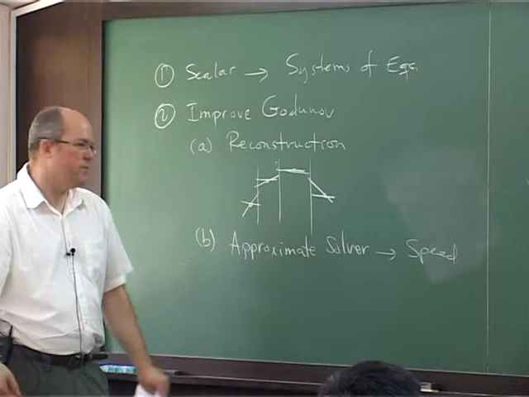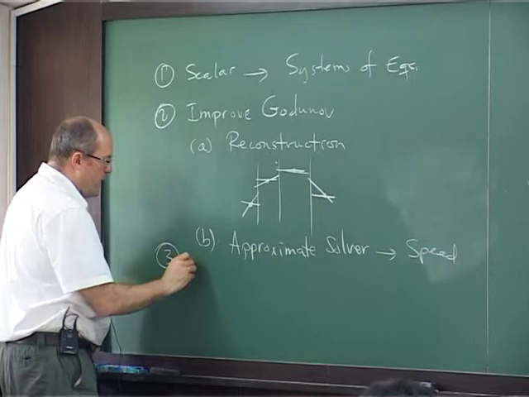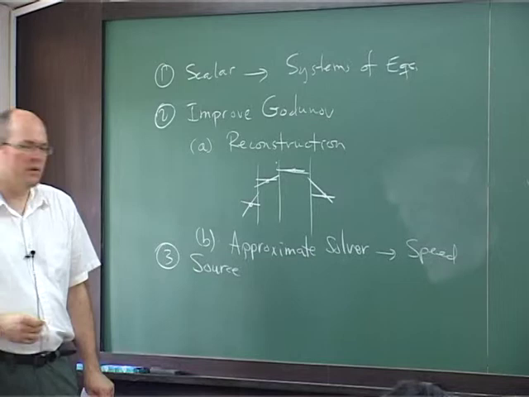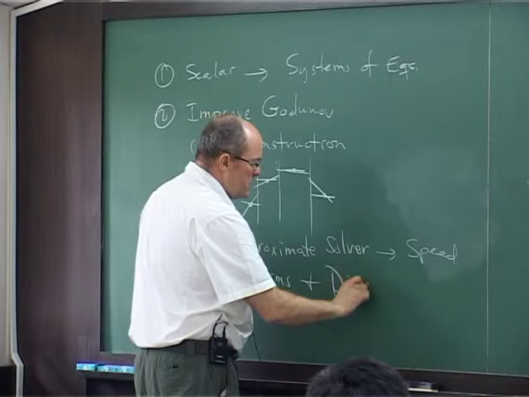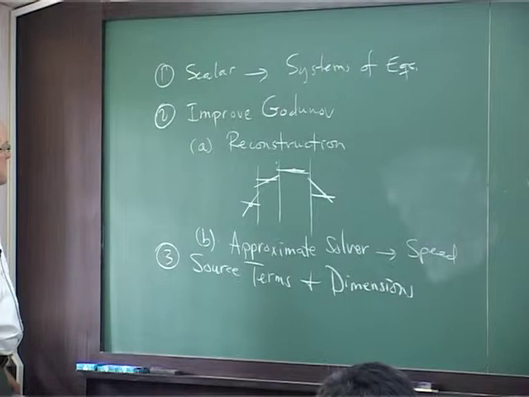Another thing we need to do is figure out how to handle source terms. So far, we've only looked at conservation laws, where the right-hand side was zero. In GR there are many source terms, and we need to figure out how to handle them. And we've only done one dimension, so we also need extra dimensions, because I need at least three spatial dimensions here. So we'll have to figure out how to do that. A fourth thing.